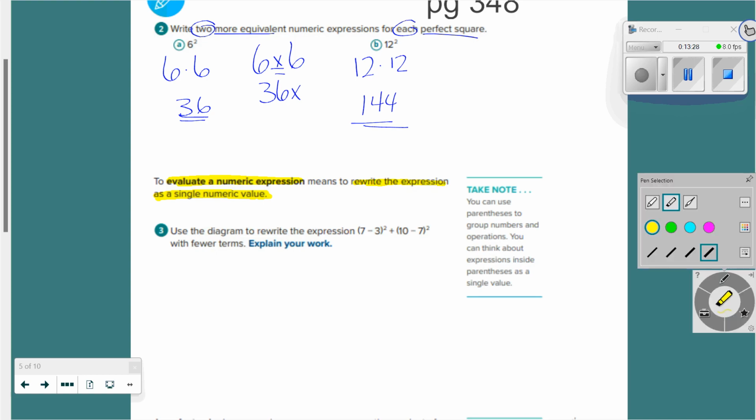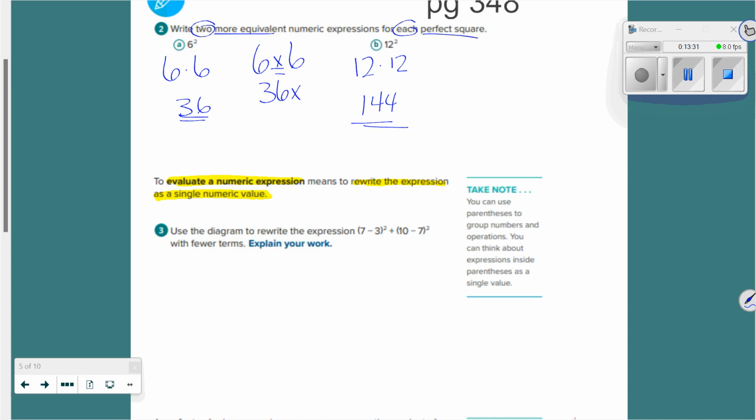This next piece, we skipped the page, so I'm not going to go through the diagram. If we're going to rewrite this expression, (7 minus 3) squared plus (10 minus 7) squared, the piece inside parentheses we're going to do first. So 7 minus 3 is 4 squared plus (10 minus 7) squared. Then I'm going to do the 10 minus 7, so that becomes 3 squared. Then I do 4 squared. What's 4 times 4? 16 plus 3 squared. Then I do 3 squared. What's 3 times 3? 9. So 16 plus 9 gives me 25.